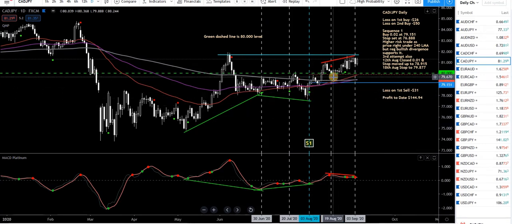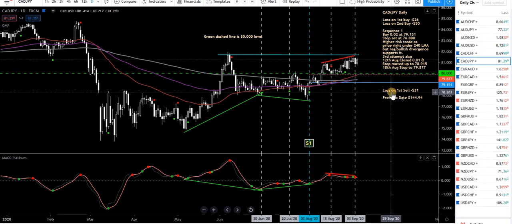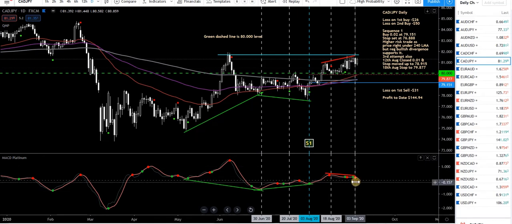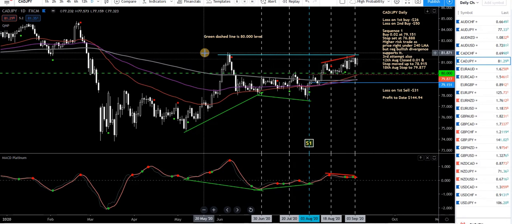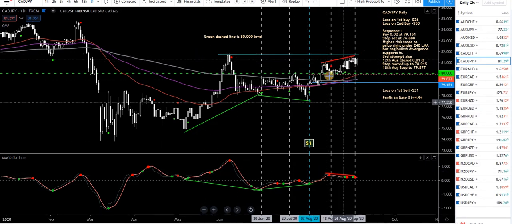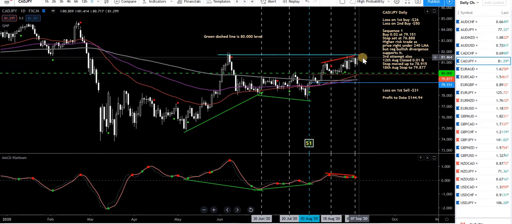Yeah, so I'm in a buy here, got a stop in place. So that's all cool. I did take a sell on here, that's why that grey line's there, and it was a loser. So I lost $31 there, I closed it. Now we're in buy mode, which is not a valid buy signal. And again, there's a red dot on the MACD platinum above the 0 level. There's a possible high here forming. There's divergence at the moment. Nothing's confirmed until we get a sell signal there.